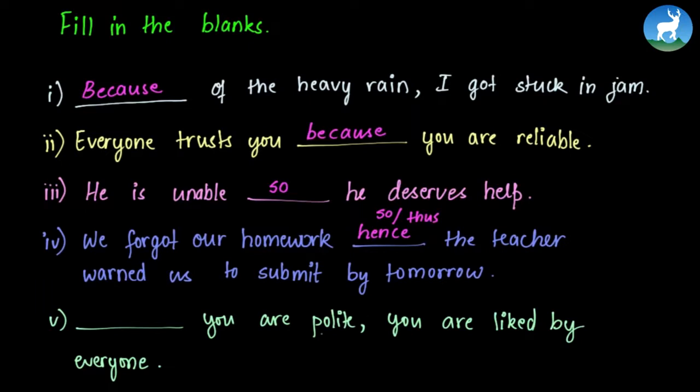And finally, you are polite, you are liked by everyone. So again, we can use because here, because this is a reasoning sentence. You are liked by everyone, and the reason is you are polite. So we can say because, but since we've used because so many times, we can also use since. So since you are polite, you are liked by everyone. However, you can still use because here. Because you are polite, you are liked by everyone is equally correct as this sentence.